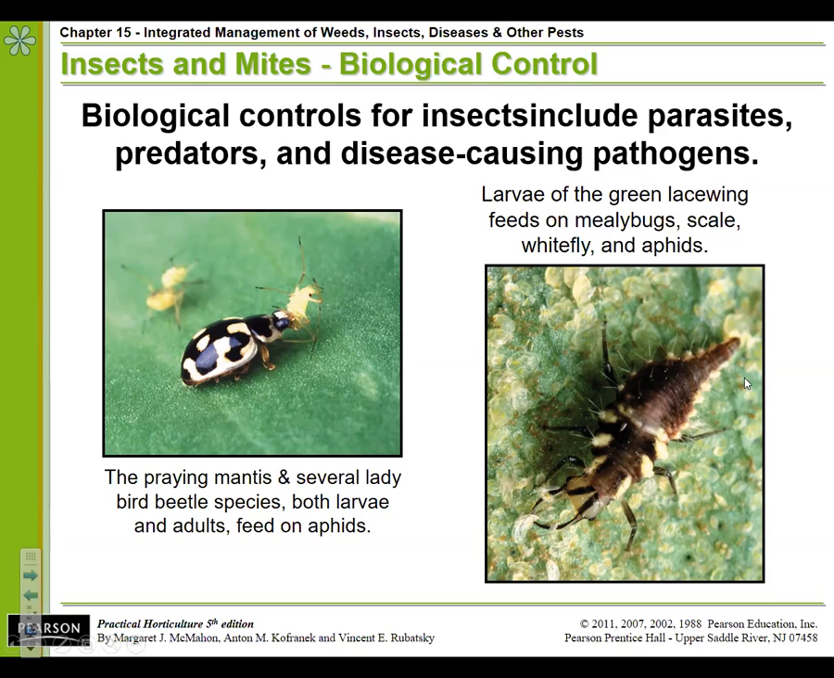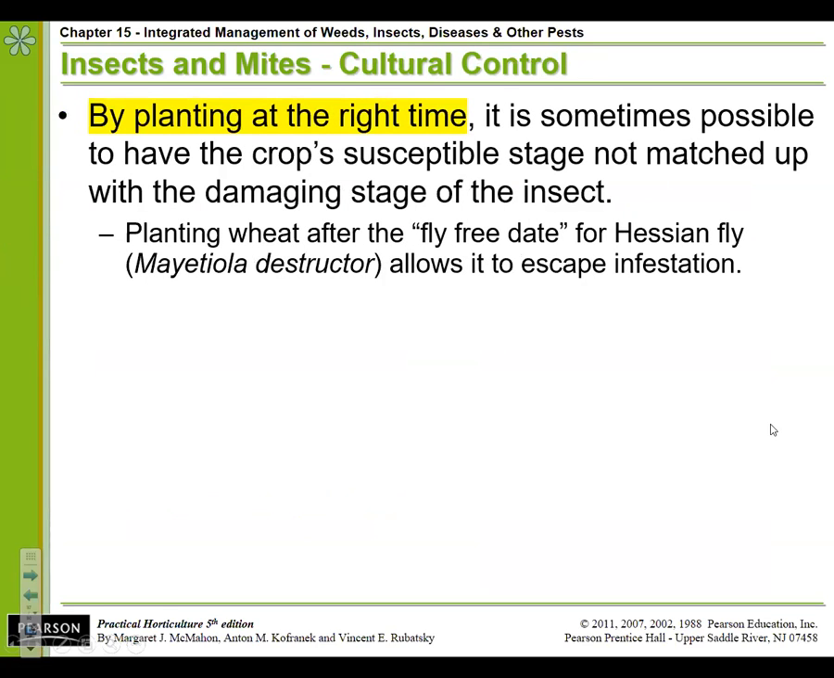But at first look, it doesn't look like a good bug, right? You might want to try to destroy that if you see it, but it's actually doing a good thing. So watching what the insects are doing and looking at each of them on an individual basis, recognizing the pests, but also recognizing the beneficial insects out there.